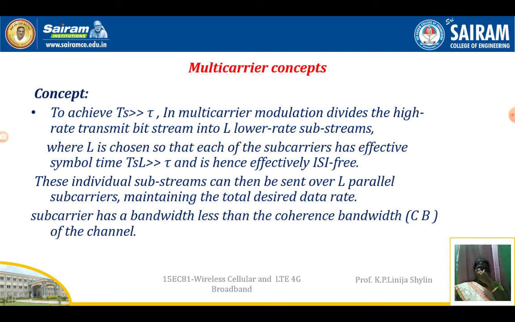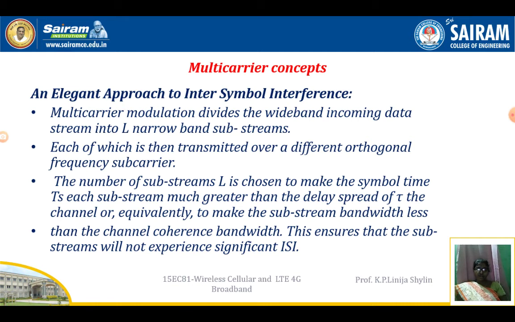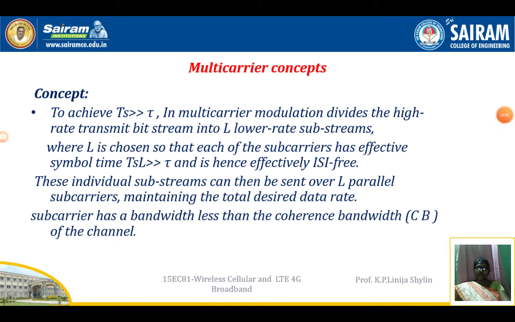If we use orthogonal frequency division multiplexing, there will be subcarriers, and we have divided the stream into L lower rate streams. These can be sent to the L parallel subcarriers, and the desired rate should be maintained. Whatever desired rate we need to achieve should be maintained. The second condition is that the data rate on each subcarrier should be less than the total flat rate. After the second condition, we go to the elegant approach to intersymbol interference. So achieving the data rate is the first thing, where we apply these two conditions.